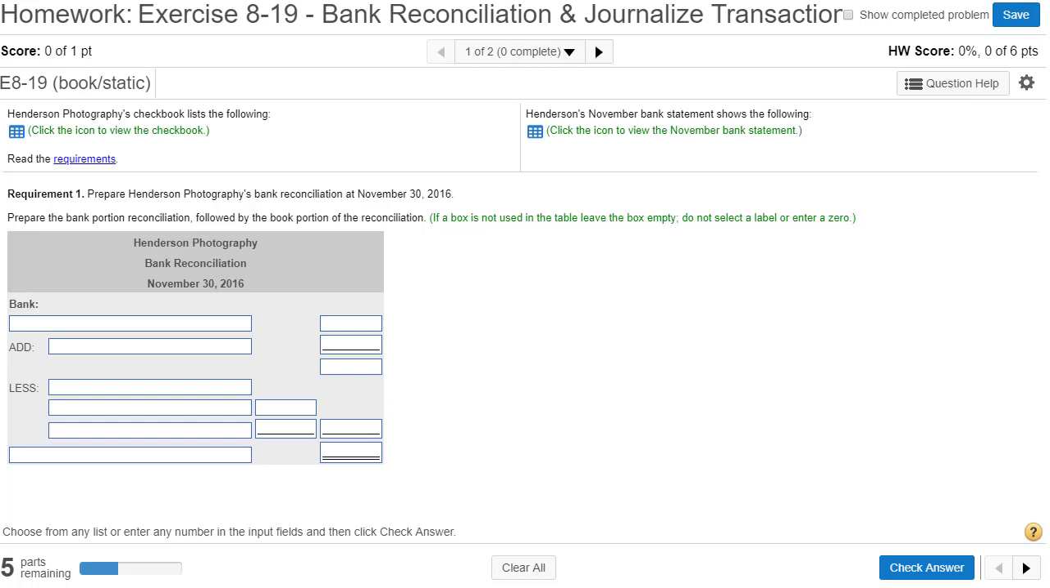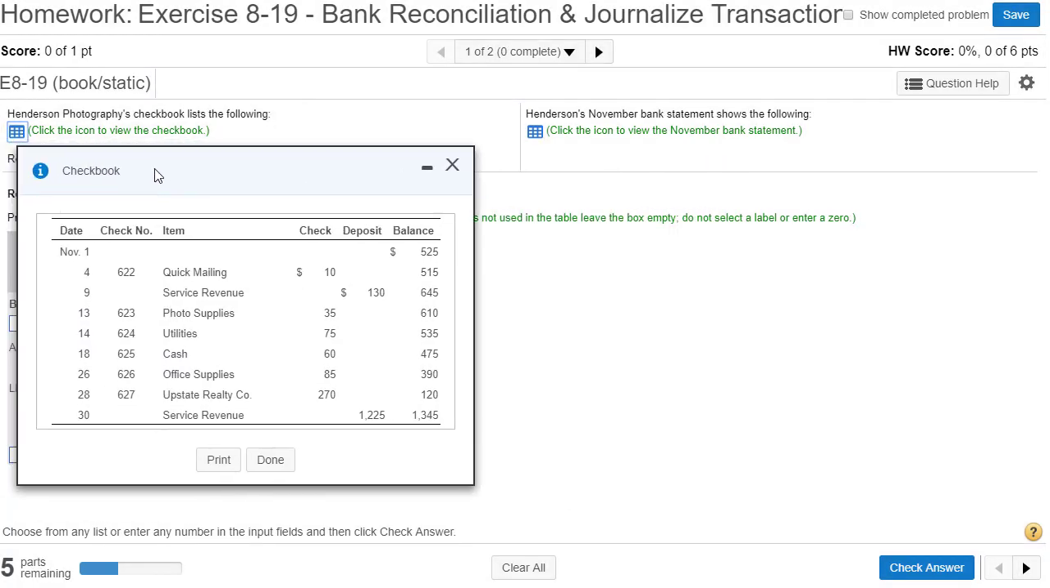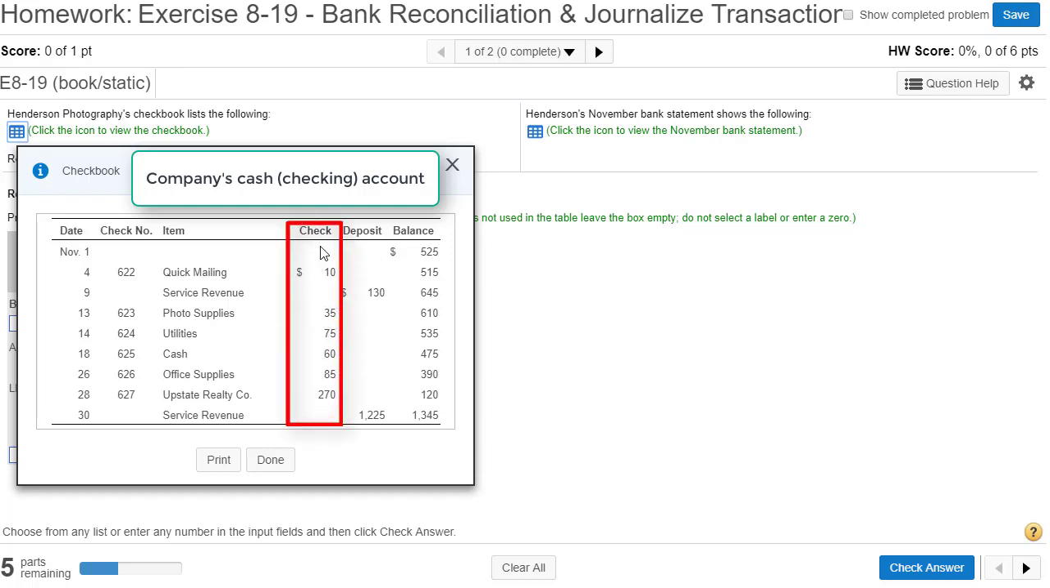Exercise 8-19. We're going to complete a bank reconciliation, and then we're going to journalize the transactions that the company was not aware of until they got their bank statement. So Henderson Photography's checkbook lists the following. This checkbook is a representation of the company's cash account. Of course, a cash account is basically their checking account. And we've got checks, so these are decreases, and we've got deposits, so these are increases, and then the balance.